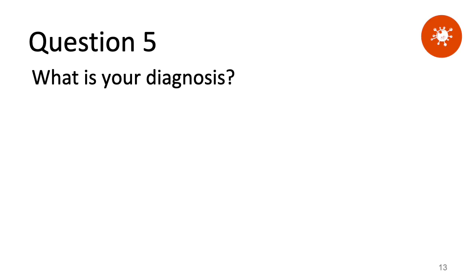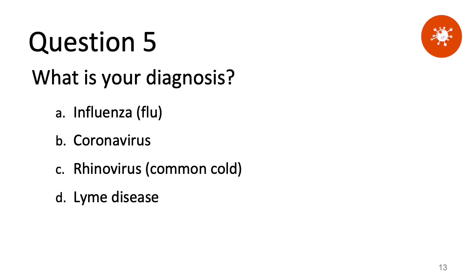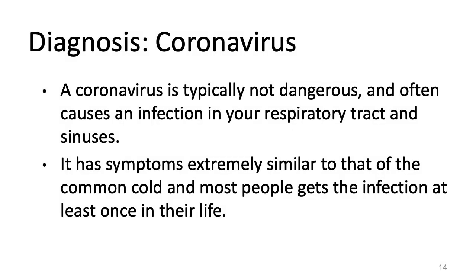So after all of these tests were done, all the evidence should lead you to a diagnosis. So what's the diagnosis? Here are the choices. Influenza, well, we know it's not that because the rapid influenza diagnostic test was negative. Coronavirus, well, we've got 3 positive serology tests and a positive molecular test for coronavirus. Common cold, which is a rhinovirus, didn't test positive for that. Lyme disease, that never even came up. It's not Lyme disease. Okay. So the diagnosis for this patient in this case is coronavirus.